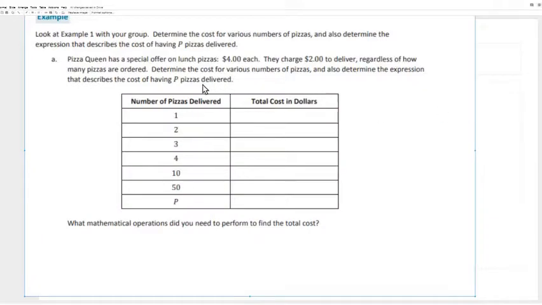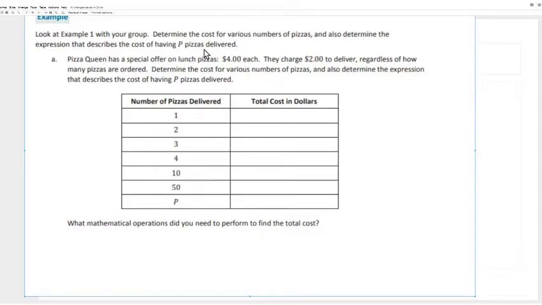All right, hello students. Now we're going to move on to the next example. We're going to go over a couple more tables and talk about how we would develop the expression. So let's look at what's going on here. Look at it in your group. We're going to do this all together. So determine the cost for various numbers of pizzas, and also determine the expression that describes the cost of having P pizzas delivered.